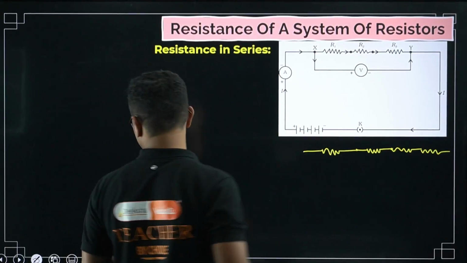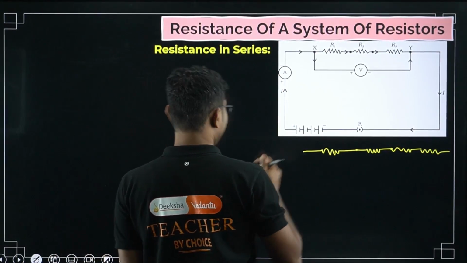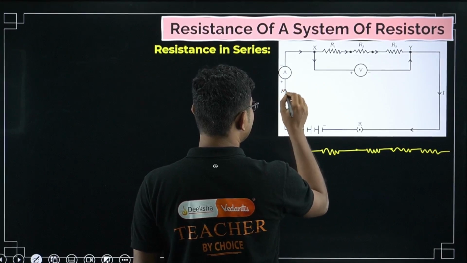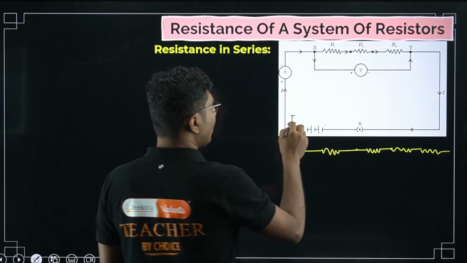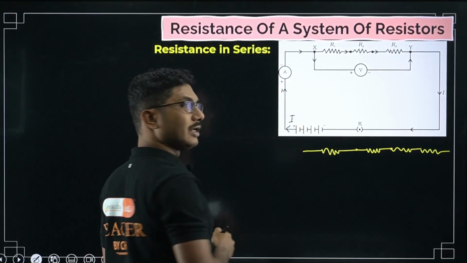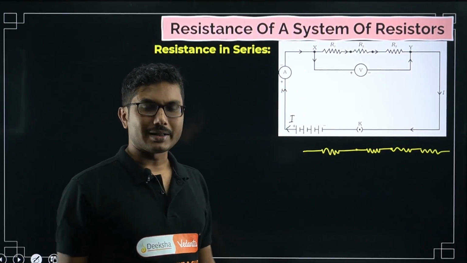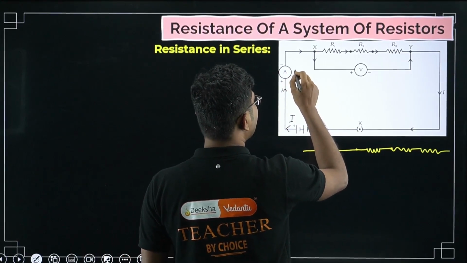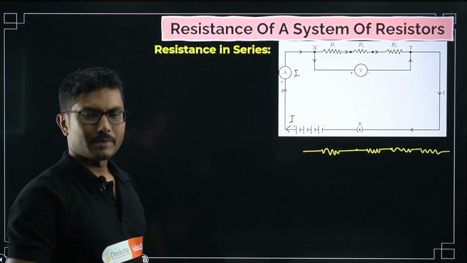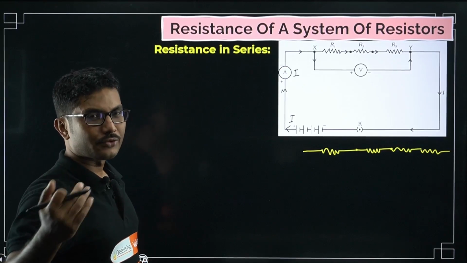Now whatever current is exiting this battery, say current I is exiting this battery, the same current will have to go through this wire as well, because there is no other path available. When it reaches this ammeter, it shows that the current in the circuit is I. Maybe I can be 5, 4, 3, 2, 1.